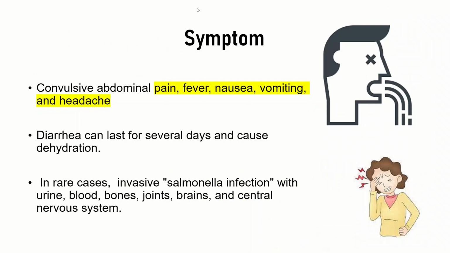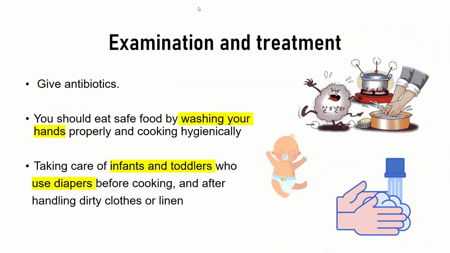Diarrhea can last for several days and cause dehydration. In rare cases, it can progress to invasive Salmonella infection involving urine, blood, bones, joints, brain, and the central nervous system. Infants who are at risk of severe diarrhea, severe disease, or complications, or those aged 65 or older or immunocompromised, are given antibiotics.